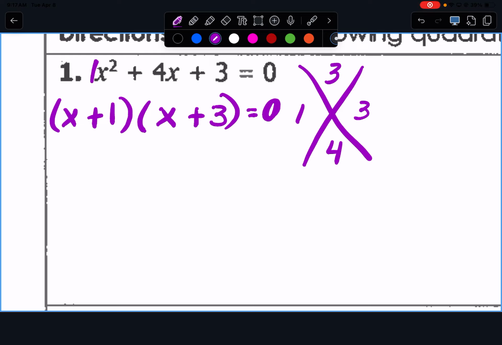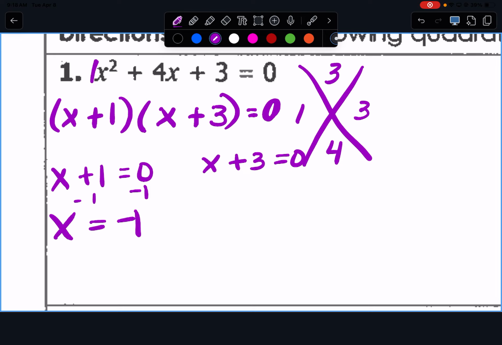Okay, now we are going to go ahead and look. So what do I need to do from here? I've got a factored form. Now what? Separate it and set them equal to 0. So do x plus 1 equals 0 and x plus 3 equals 0. And then it would be x equals -1 and -3. We would get that by subtracting 1 and subtracting 3. So it'd be -3, -1.